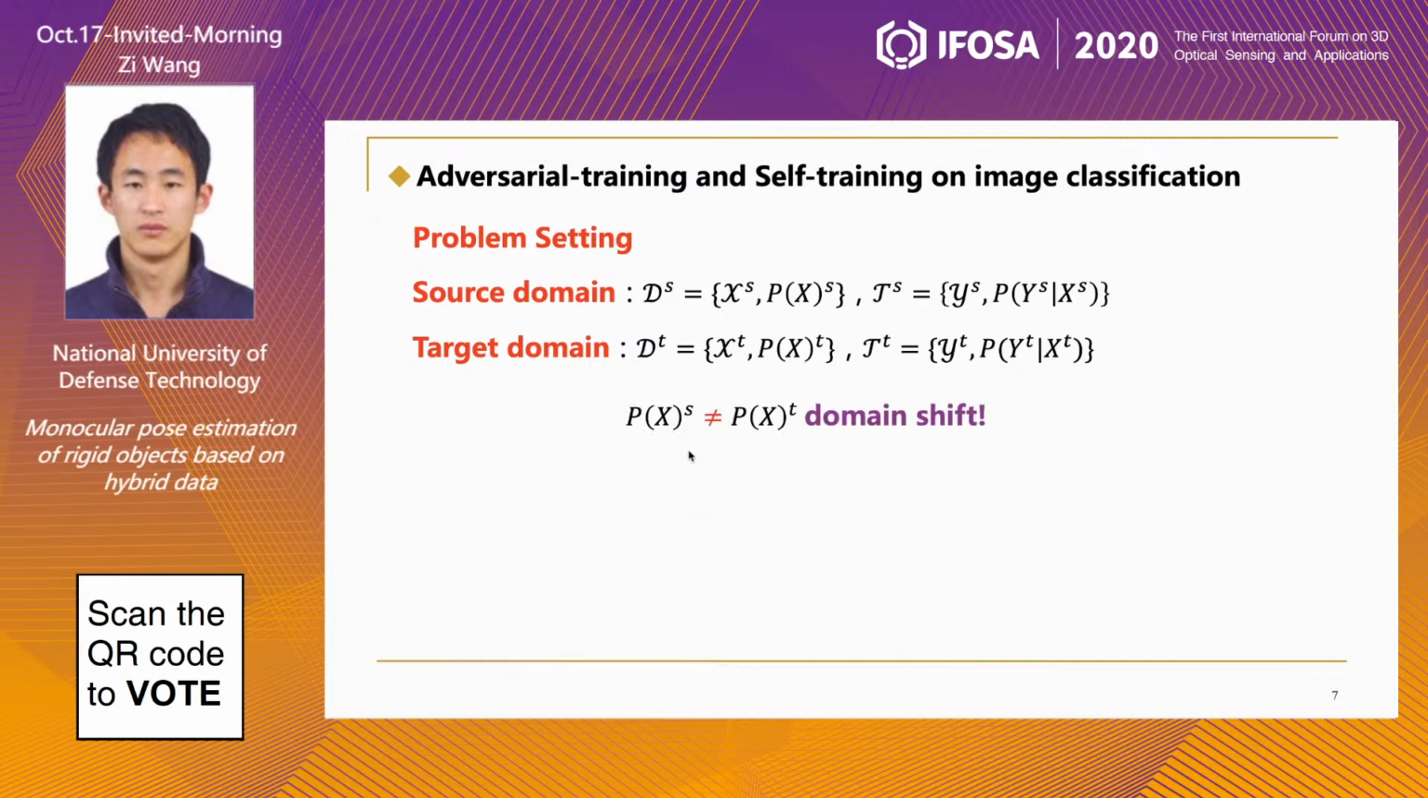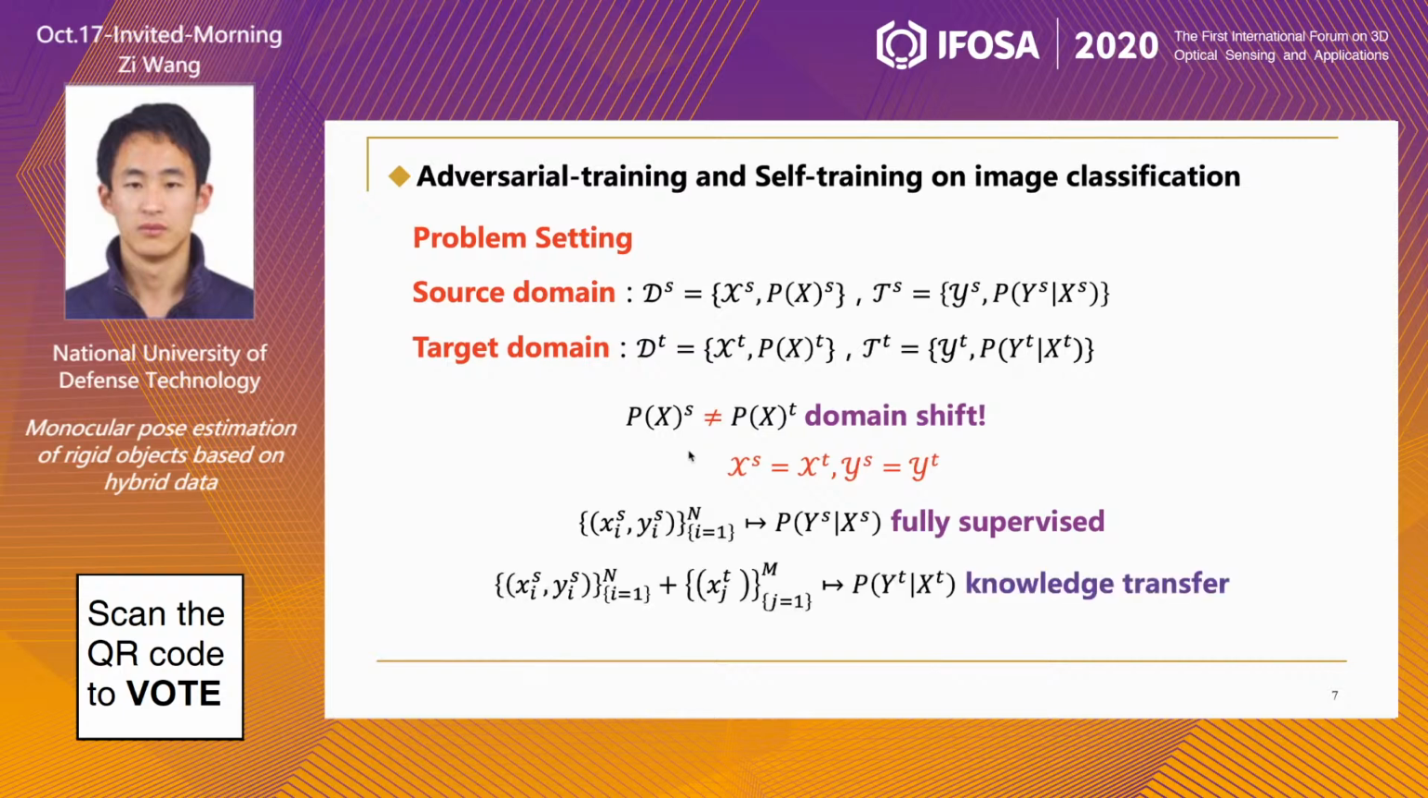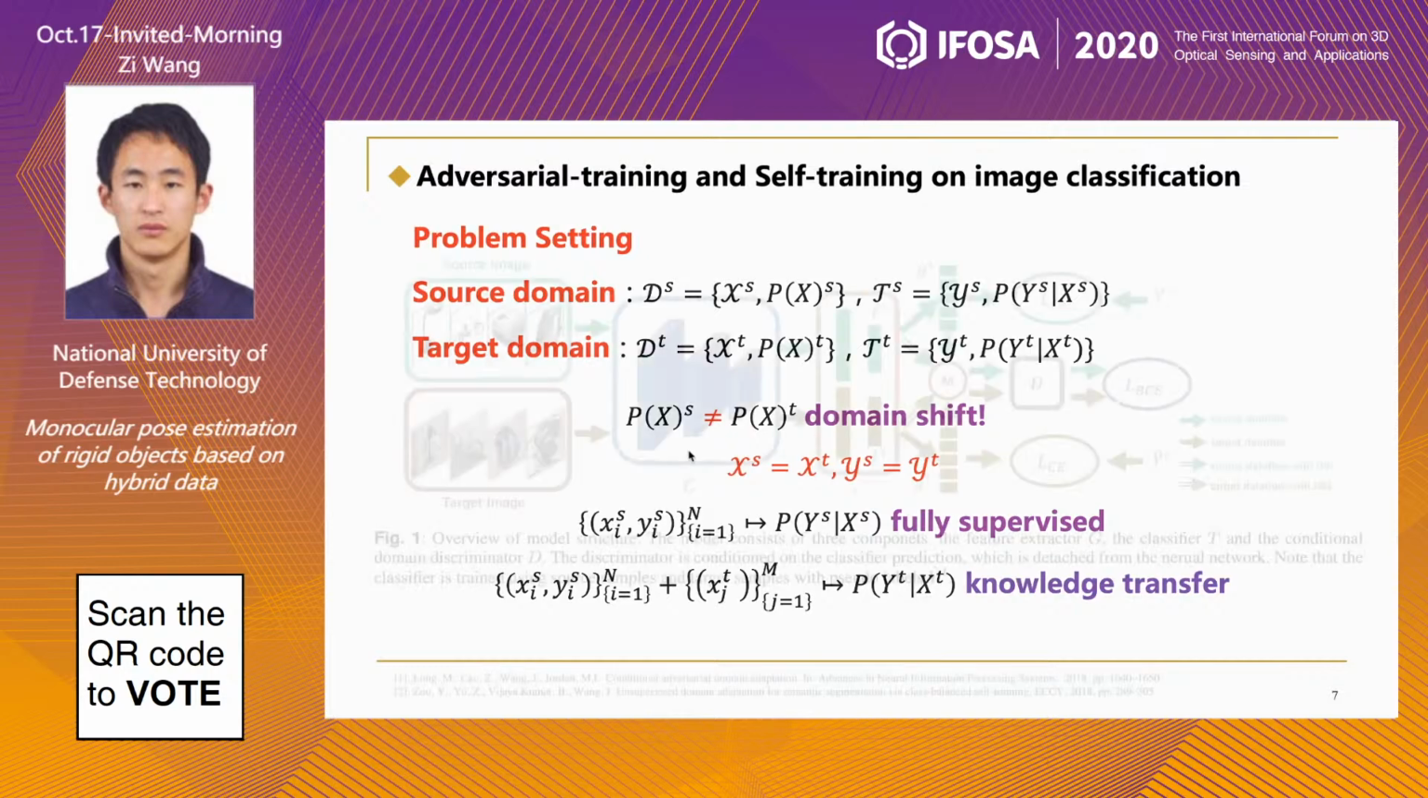And we have the same feature space and label space in both domains. The samples of the source domain are well labeled, and the knowledge of the source domain can be learned in a fully supervised way. However, the samples of the target domain are not labeled, and the knowledge of the target domain can be learned via transfer learning.